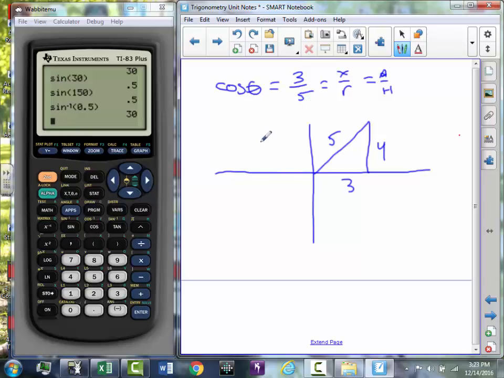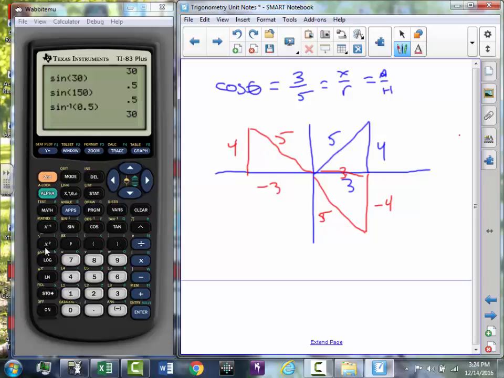Well, let me try a different location here. What if I put it right here? And I put 5, 4, that would have to make that negative 3. Is that going to work? Well, no, because it's going to have a negative 3, so that doesn't work. What if I put it in this quadrant here, though? This side right here would still be 3. This would have to go down 4 and 5. But wouldn't cosine still have 3 and 5 there?